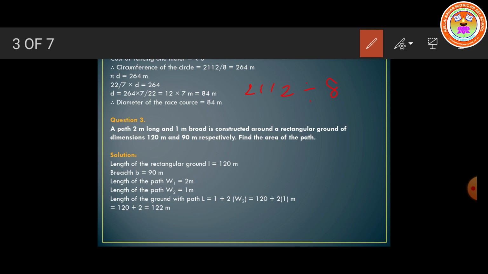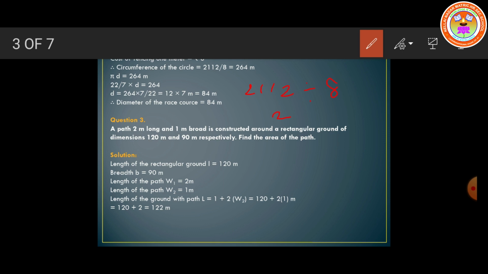What does 21 divided by 8 mean? We have to take 21. How many times? 8 ones are 8, 8 twos are 16. So 2 times. Balance what? 21 minus 16, how much? 5. That is added to 151.